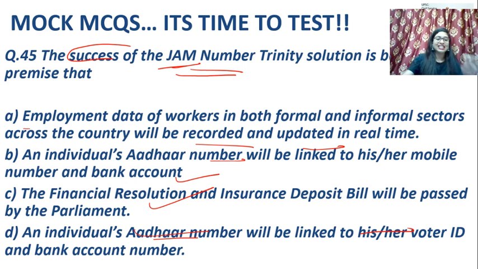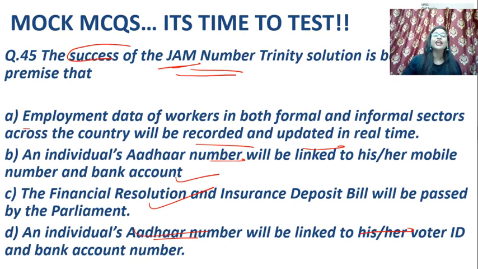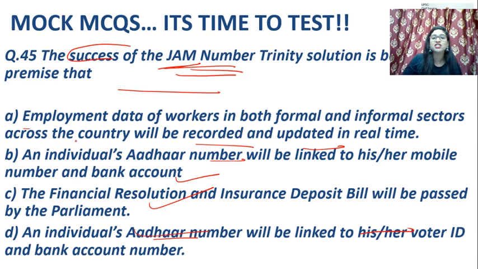Okay, fine, guys. And here comes Vijay also with option B. Wonderful. Arun is also B. Okay, Arunji. And yes, guys, the answer is option B. A big kudos to all of you for the right answers, and this is a very, very simple question. Looking at the JAM Trinity itself, it is understood that its success is based on linking an individual's Aadhaar number with his mobile number and bank account.